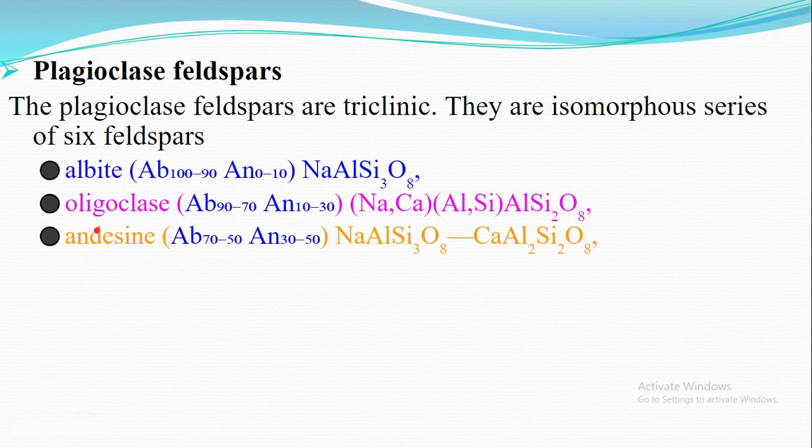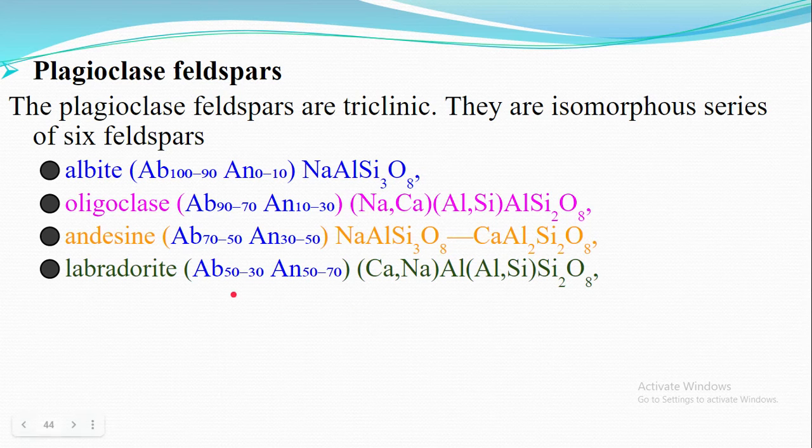Now, next mineral you see. That means sodium is decreasing, anorthite is increasing. Now albite becomes 70 to 50, anorthite becomes 30 to 50. So this is in between sodium aluminum silicate and calcium aluminum silicate. Now you see albite becomes 50 to 30, anorthite becomes 50 to 70. Now you see calcium coming fast.